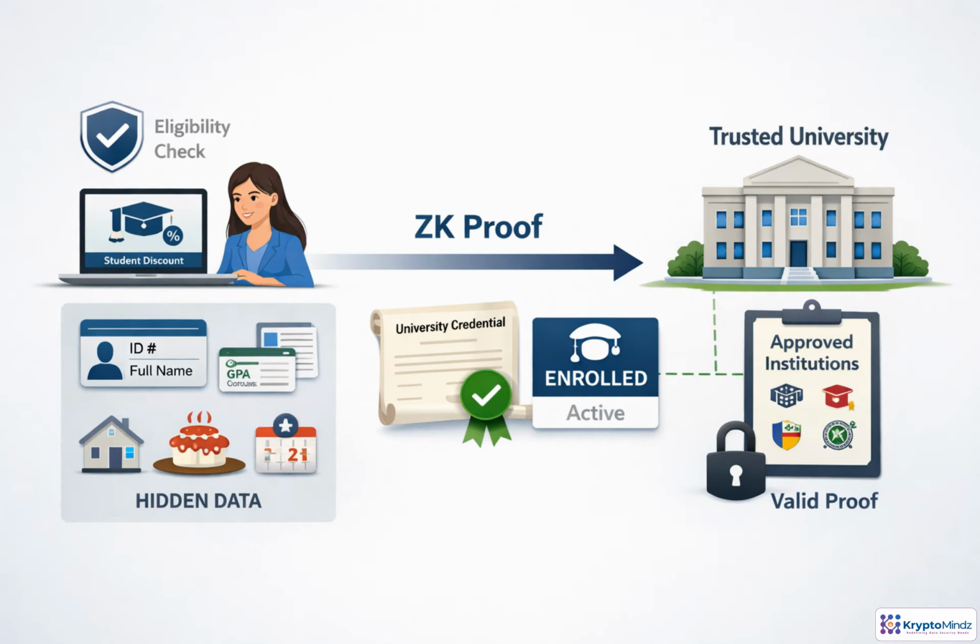Consider a student discount flow. The application requirement is simple: prove this user qualifies. A privacy-preserving proof turns that into narrower checks. The credential was issued by a trusted university, the enrollment status is active, and, if needed, the institution is in an approved partner set. Everything else is out of scope. The verifier does not learn a student number, GPA, address, birth date, or transcript details, because those fields are not necessary to decide eligibility.